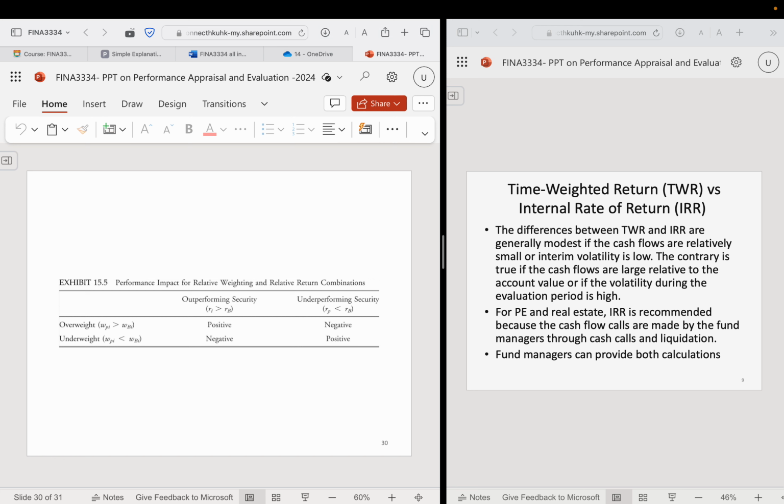So this is some illustration of that. When you overweight the outperforming security, the overall performance will be positive. If you underweight the outperforming security, you will be negative. But if you overweight an underperforming security, you will also underperform. So overweight and underweight is a double-edged sword. If you're good at that, it's good. If you're bad at that, then you will be double hit.